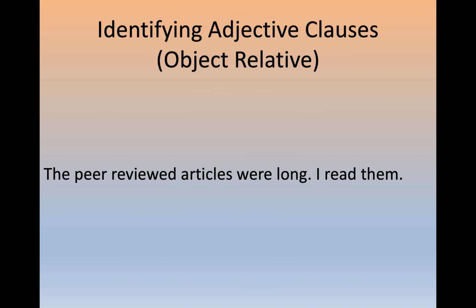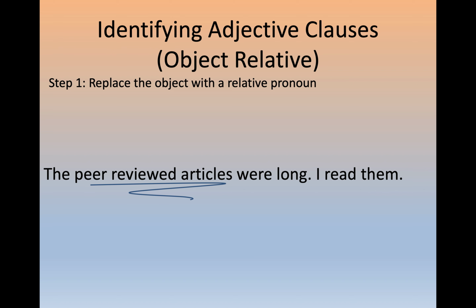The peer-reviewed articles were long. I read them. I'm describing the peer-reviewed articles. So I should replace this with a relative pronoun. Now, this is things, and it's in the object part of the sentence. What relative pronoun should I use?